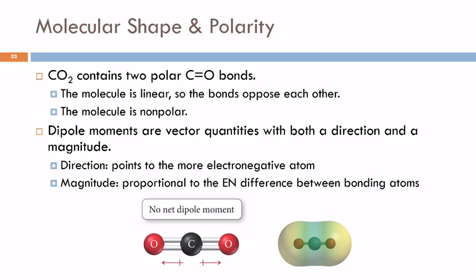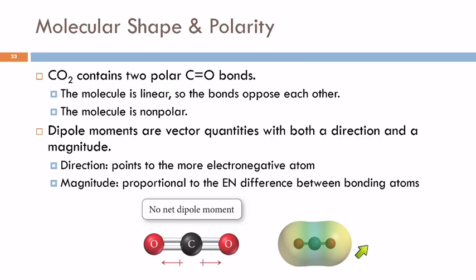Okay, a more math description is that dipole moments are vectors. They're vector quantities. They have a direction and they have a magnitude. So here, the directions of these vectors are exactly opposite, 180 degrees. They're pointing in opposite directions. Their magnitudes are equal because the electronegativity difference between carbon and oxygen is the same as the electronegativity difference between carbon and oxygen. Right? And so they're going to cancel each other out.